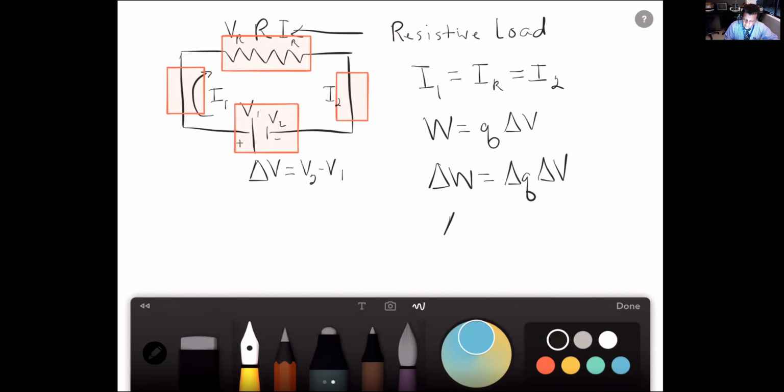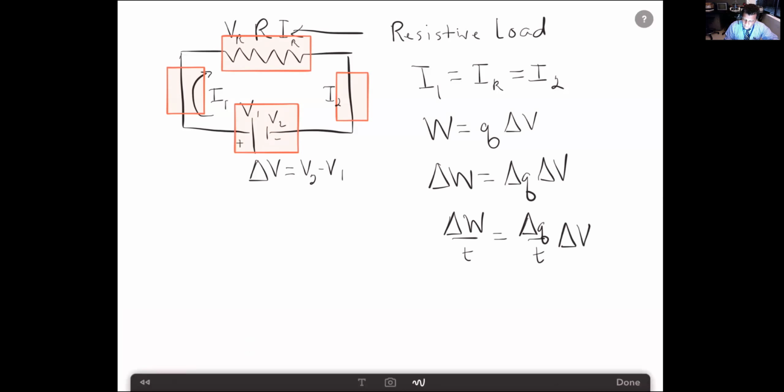If I put work over T, we end up with delta Q over T times delta V. So now what we end up having is I times delta V. This is just the current times the voltage, and that is the power. So we know that this is going to be in watts. We've already discussed power. Power is the same electrically, mechanically.